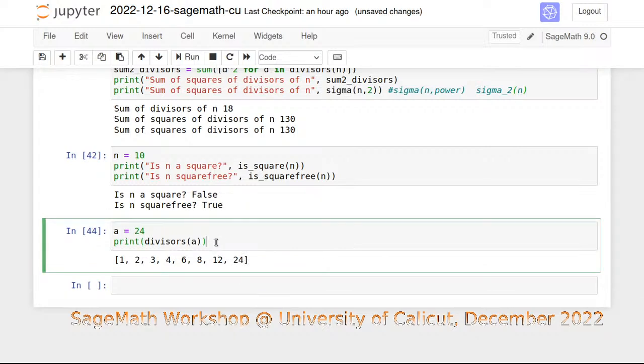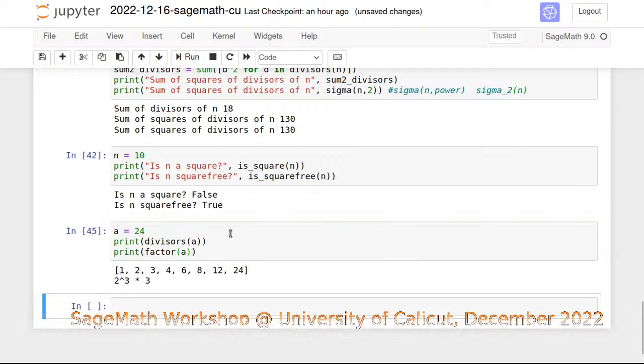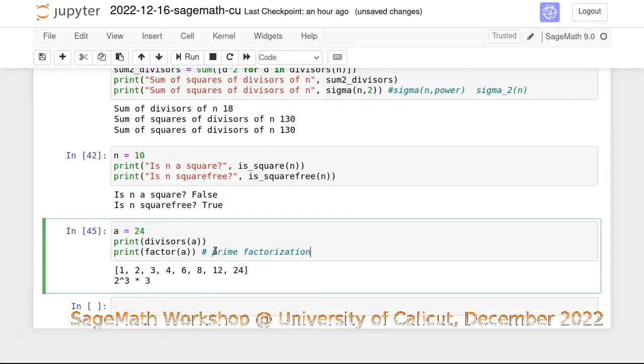But here, how do we factorize this A? We know that 1, 2, 3, 4, 6, 8, 12, 24 are all divisors or factors of A. But factorization essentially means that we are supposed to write it as a product of prime factors. So this is prime factorization. We essentially mean that 2 is appearing 3 times and 3 is appearing once.